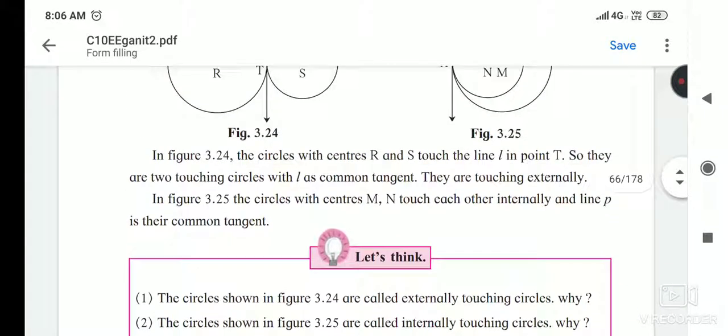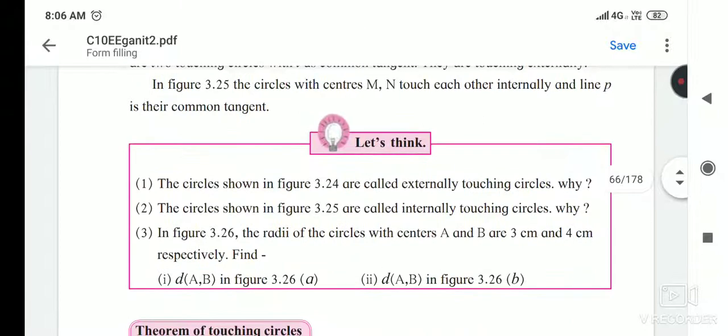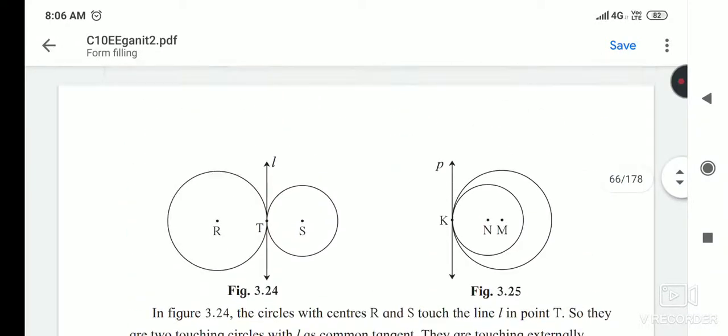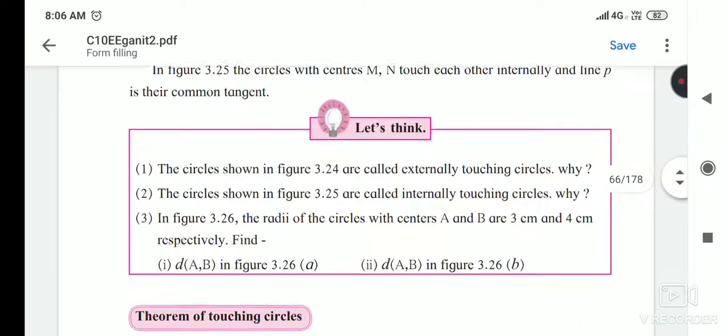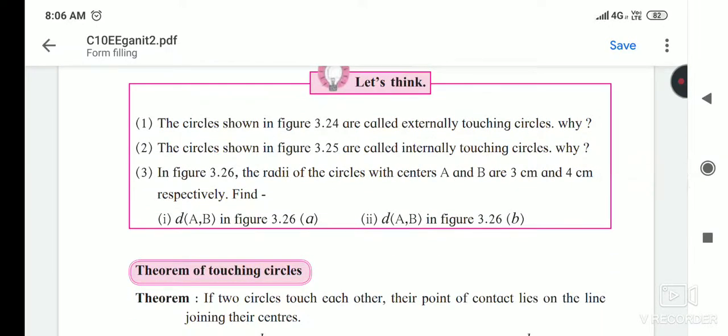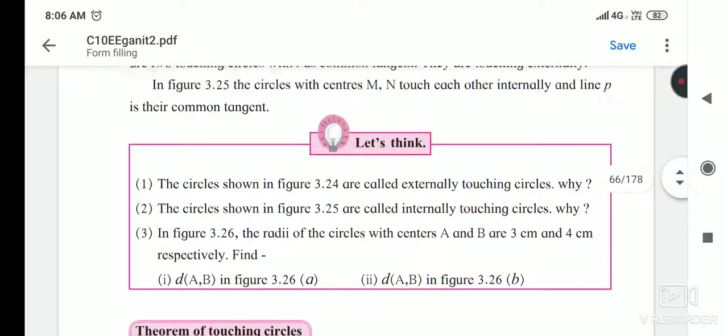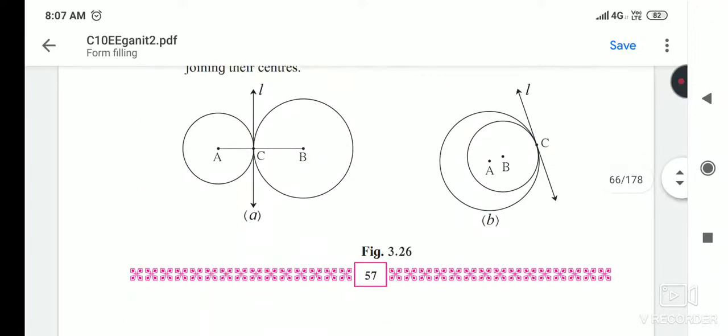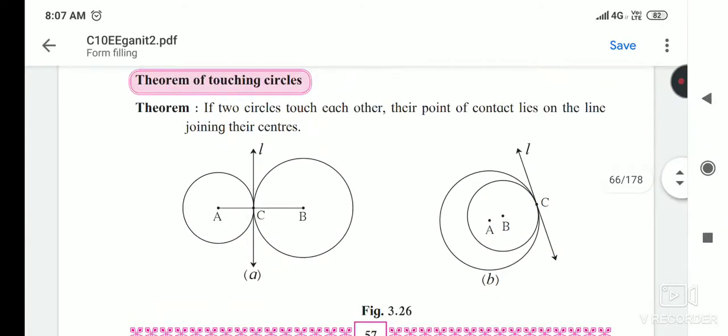So we will move upward. And again, what they are asking is to find the distance AB. We have to find out the distance of AB. The radii of the circles with centers A and B are 3 cm and 4 cm respectively, and for this 3.26 we have to see whether they are touching internally or externally. Wait, I will show you. So here is 3.26.